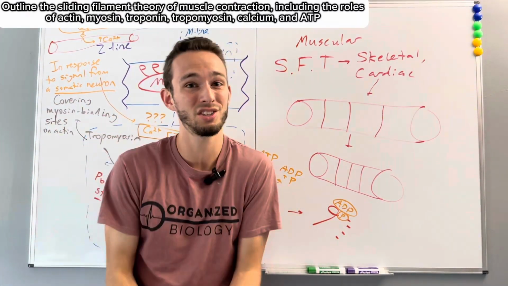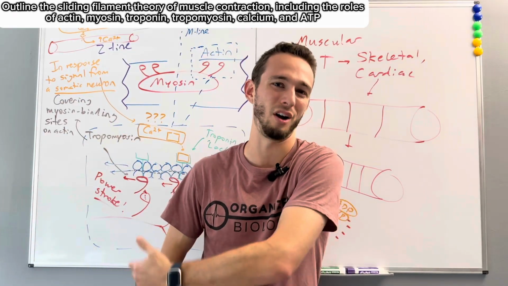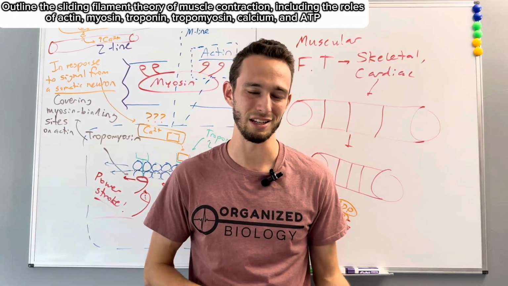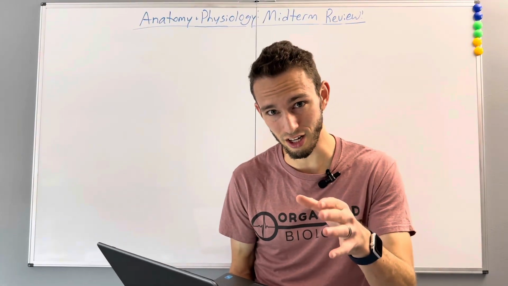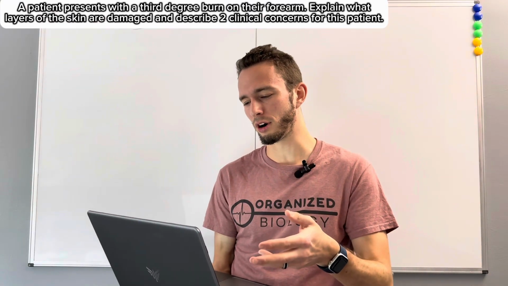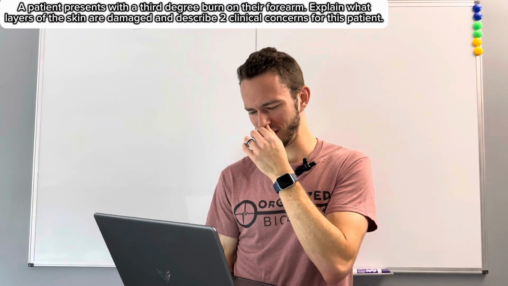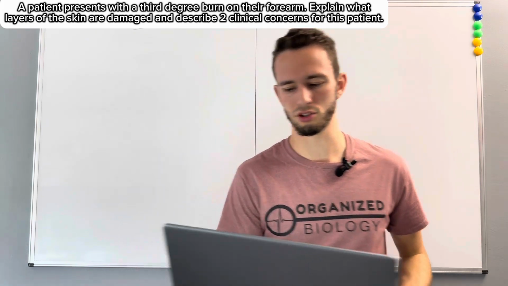Awesome. So a lot of questions that could go into that, but all through that long essay-based question about all of the roles of the proteins and ATP and calcium. All right, so now we're into the skin. So I apologize for getting under your skin in this one. Pun intended. Anyway, a patient presents with a third-degree burn on their forearm. Explain what layers of the skin and underlying tissues are damaged and discuss two major clinical concerns for this patient.